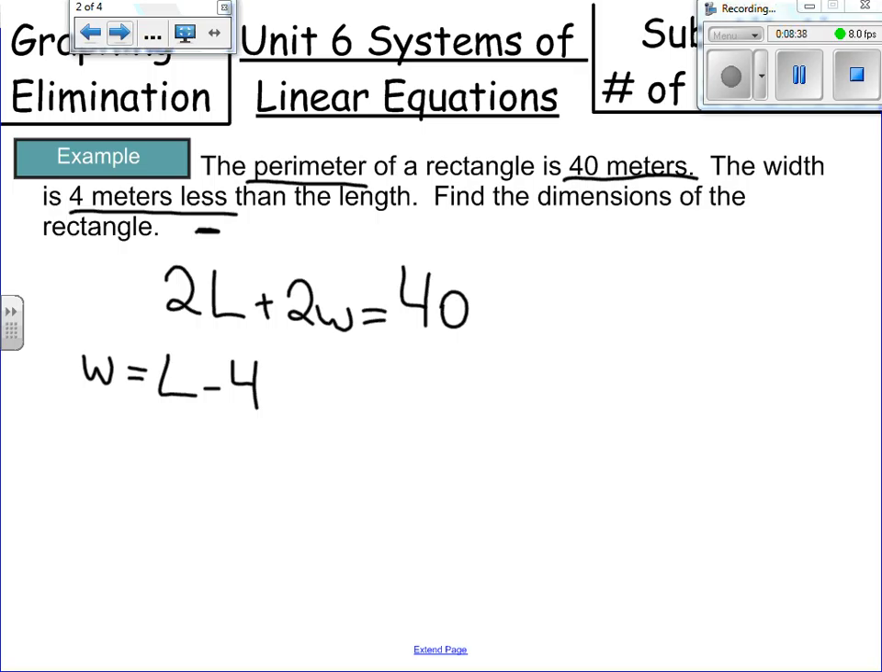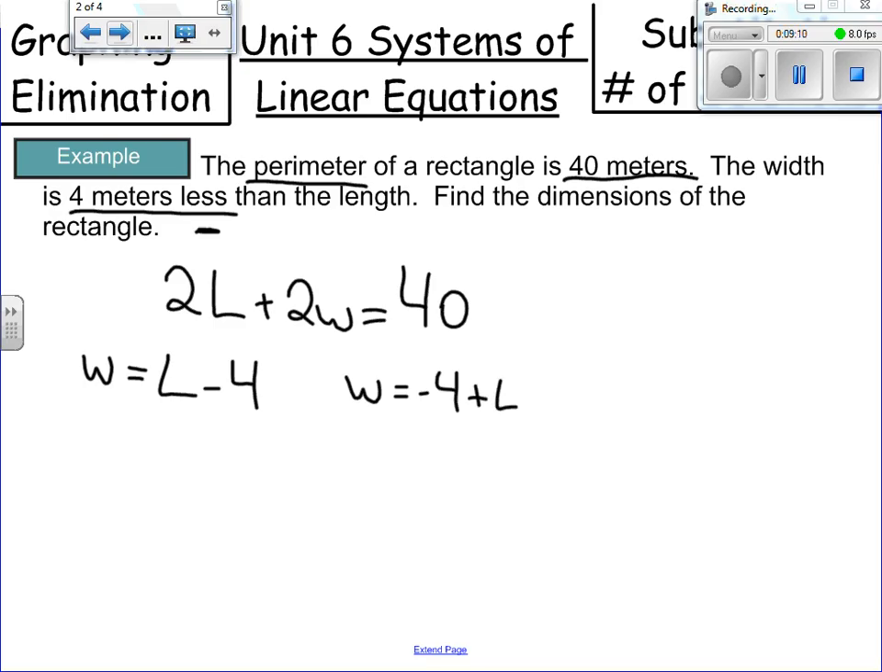This one, it matters which one you have on which side. Because I told you the width is a little bit smaller than the length. So if you got these backwards, and you did length is equal to w minus 4, you get it wrong. All right, we got 2 equations again. So if you did w is equal to minus 4 plus L, no, that's fine. Same thing, different order.